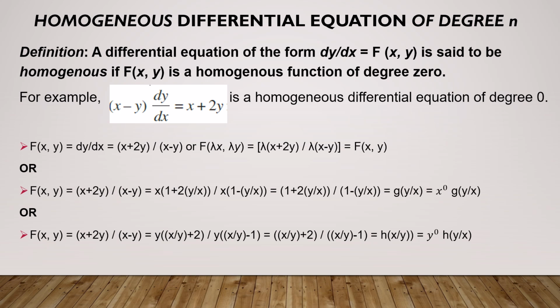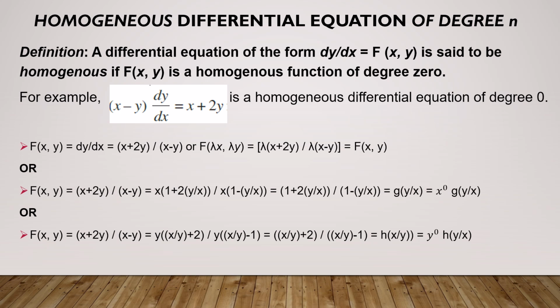Now suppose I take f of lambda x, lambda y instead of x, y. If I simplify it, lambda will get cancelled, so it is nothing but f of x, y. That means basically it is lambda raised to 0 into f of x, y. So it is a homogeneous differential equation of degree 0.